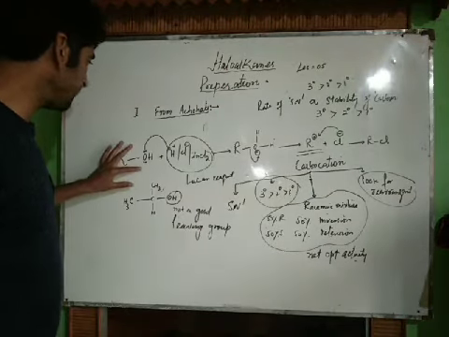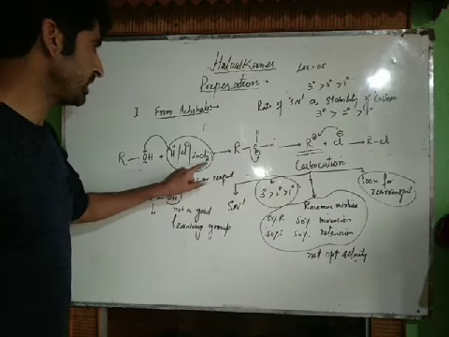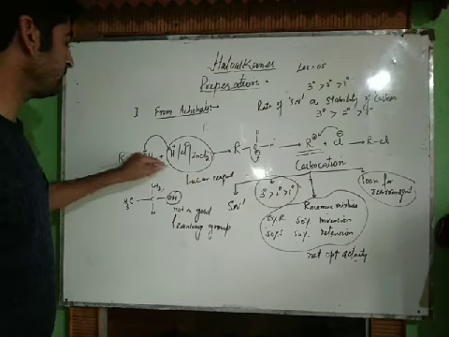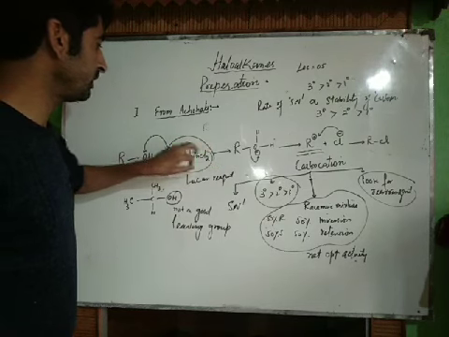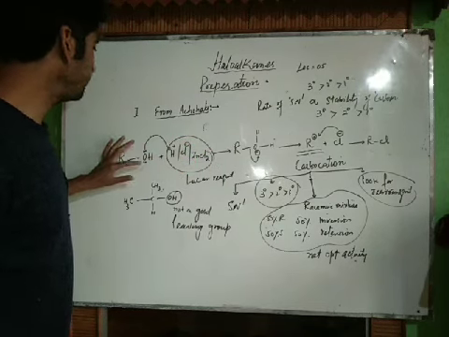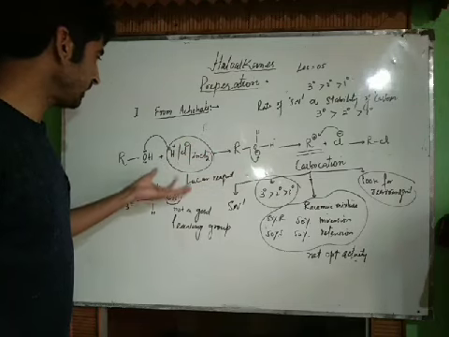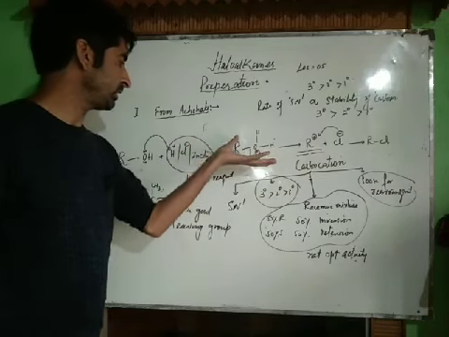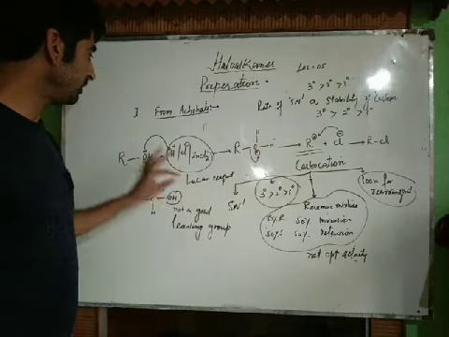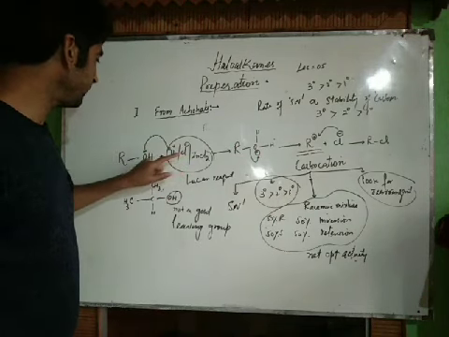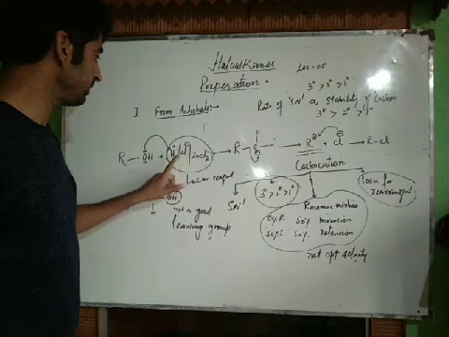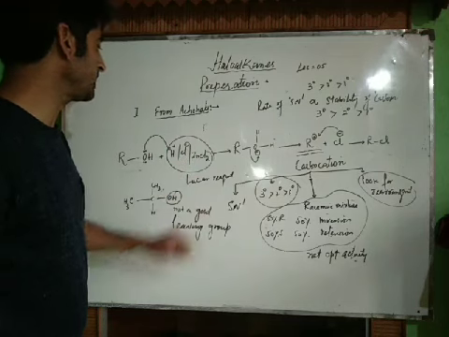If we have tertiary alcohol, that will react readily with Lucas reagent. If we have secondary alcohol, that will also react with Lucas reagent, but the rate will be less. And if we have primary alcohol, that will not react with Lucas reagent. If it reacts, then we have to supply heat. Now this is called Lucas test. We can differentiate primary, secondary and tertiary alcohols with the help of this Lucas reagent.